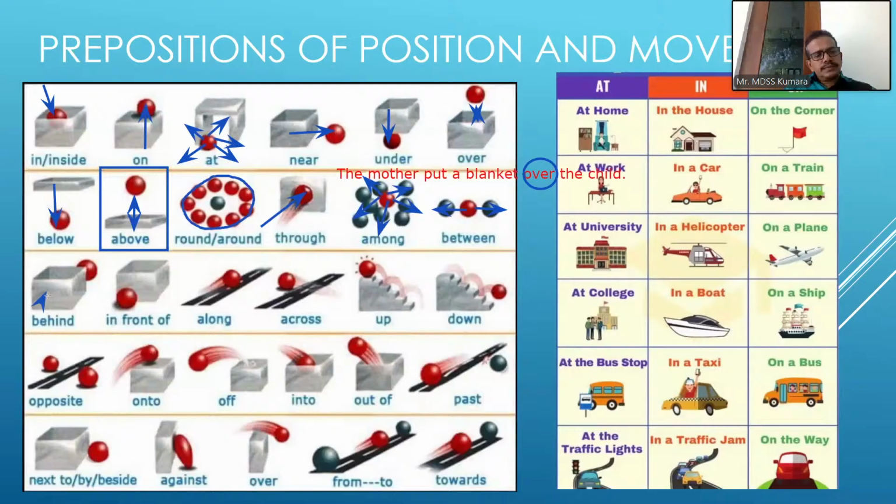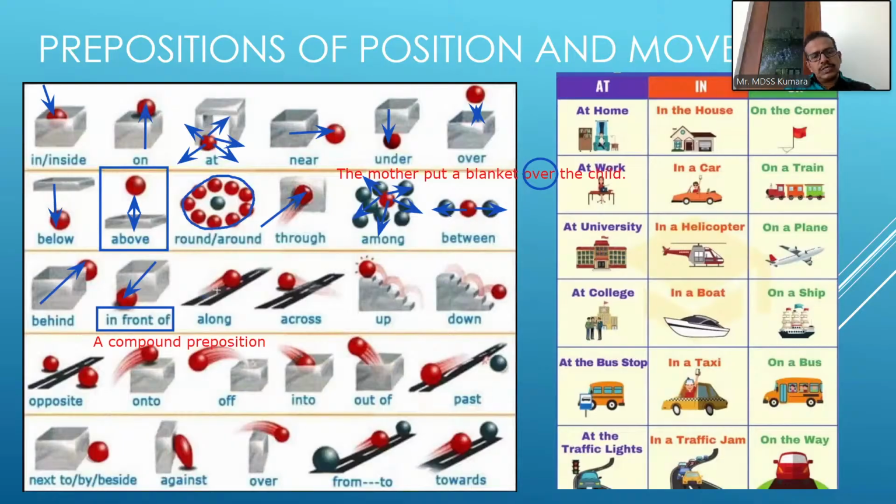And the next position is behind, and the opposite of that is in front of. In front of is a three-word preposition. It is not a single word. A combination like this is called a compound preposition. That means these three words act together to give the meaning.